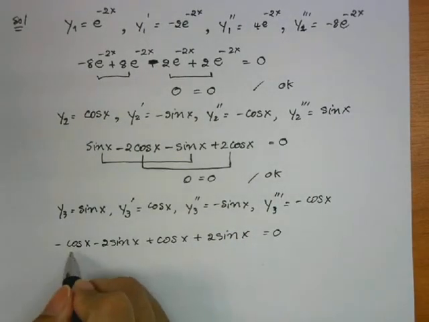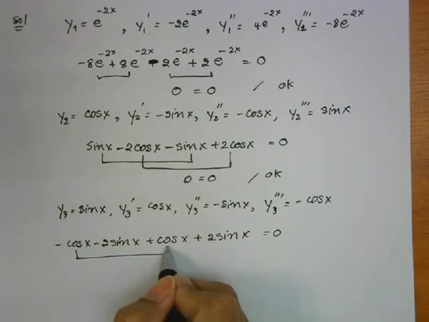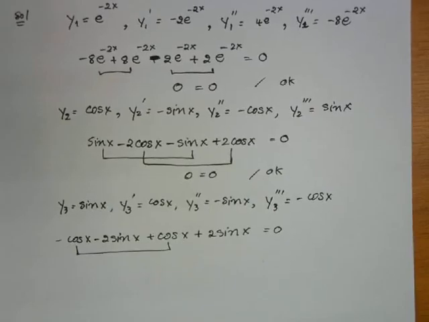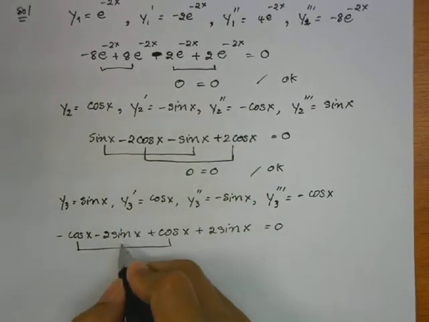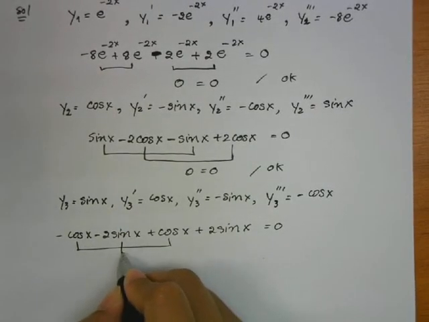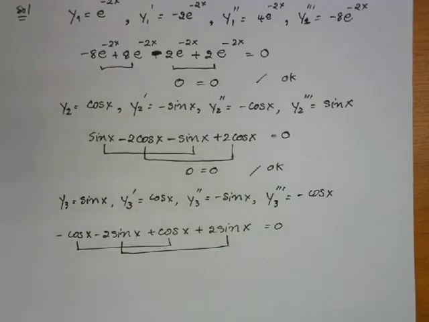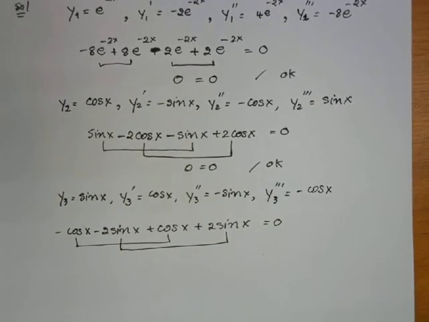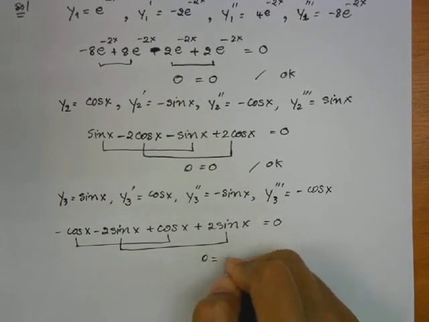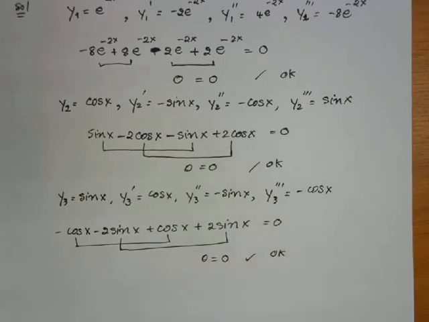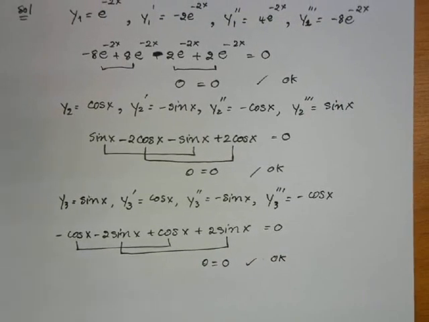You have minus cos there and here plus cos x, they all cancel out. You have minus 2 sin x here and there you have 2 sin x, they all cancel out. So you would get 0. So that means y1, y2 and y3 are the solutions of this differential equation.